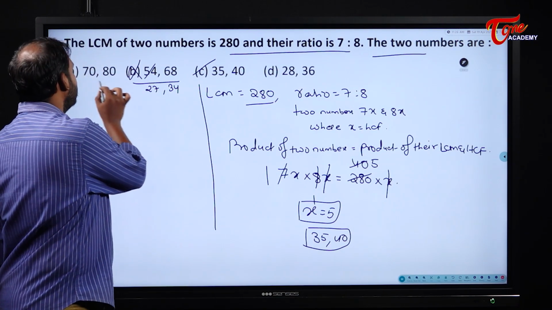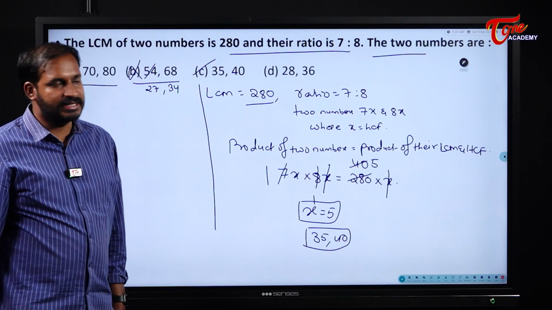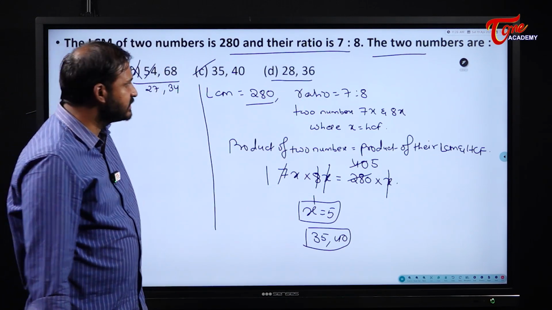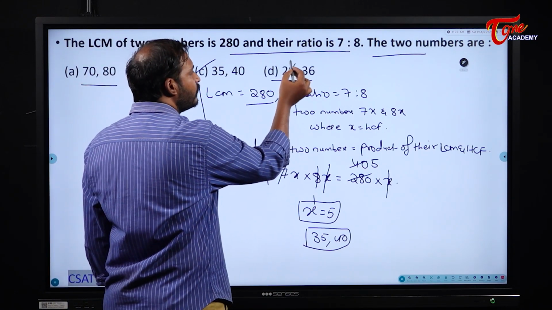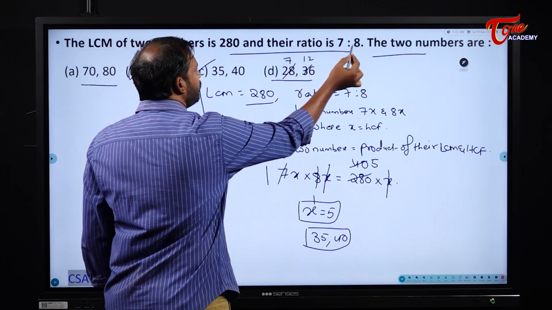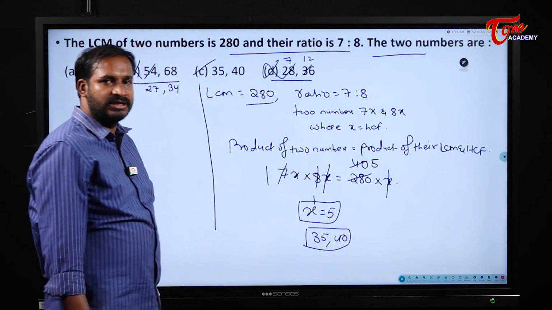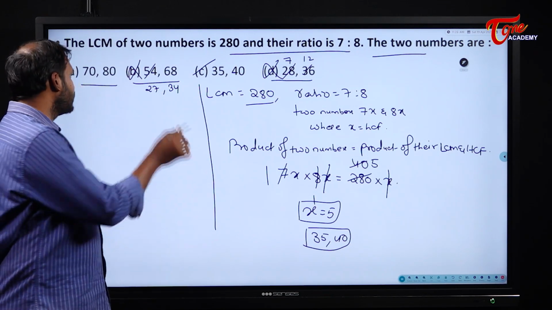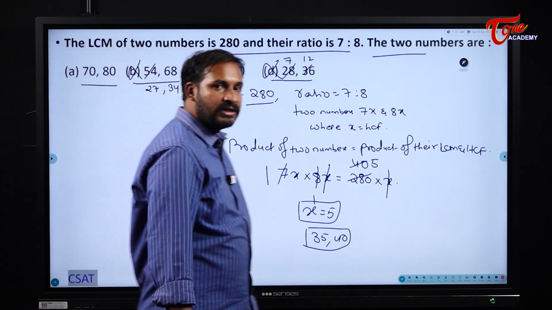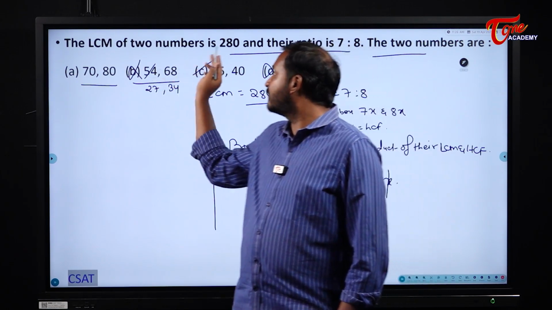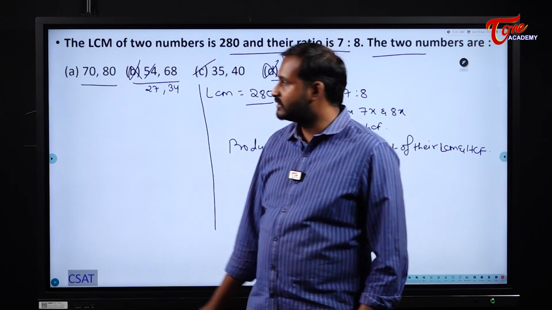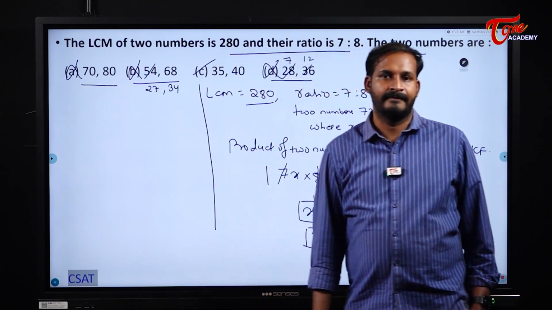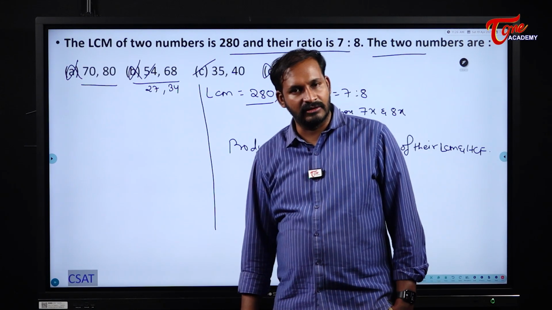Next, 70 and 80, yes, they are in the ratio of 7:8. There is a chance. Next, 28 and 36. If I cancel them in the 4 table, 7:9. But the ratio between those two numbers is 7:8. These two are also gone. So now I need to check these two numbers only. Find the LCM of 70 and 80 and 35 and 40. Is the LCM of 70 and 80 280? No, it is not at all possible. So the only option left for us is 35 and 40. You can mark that as your answer also.